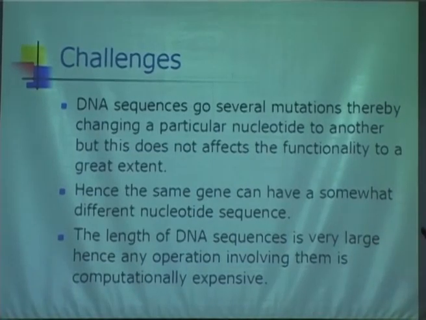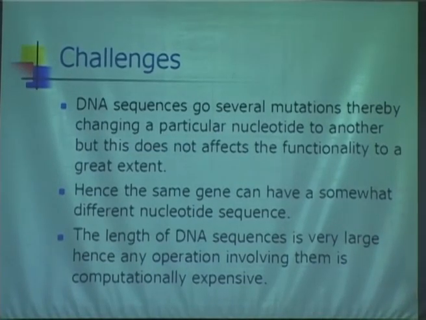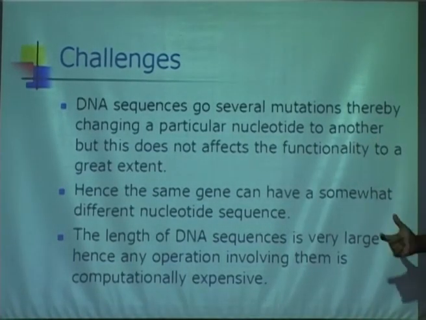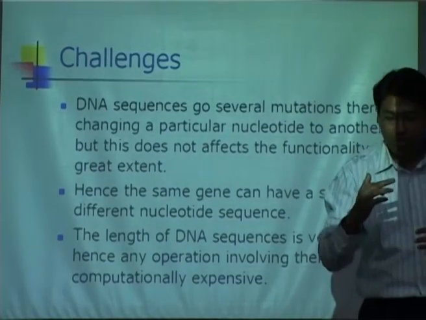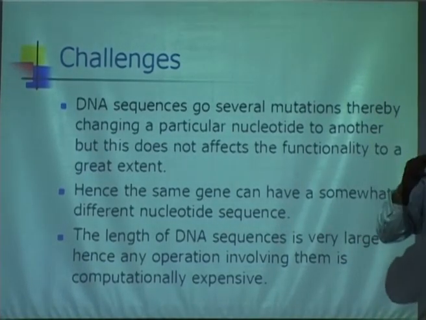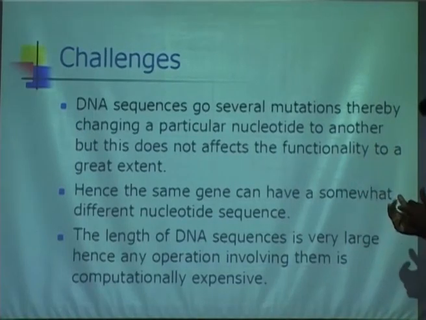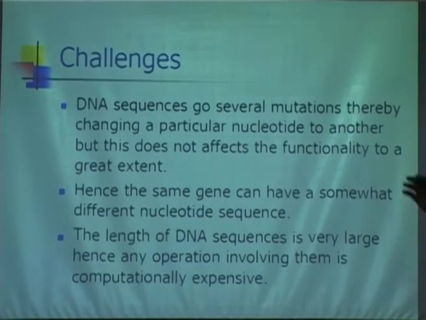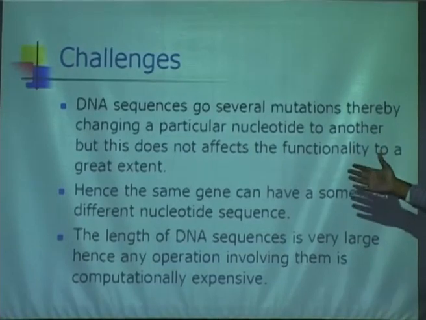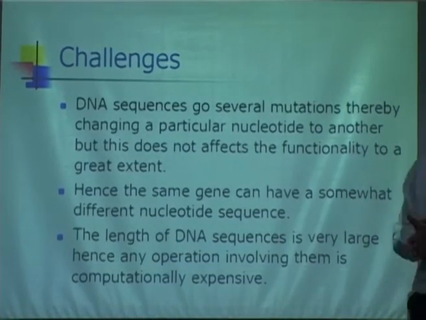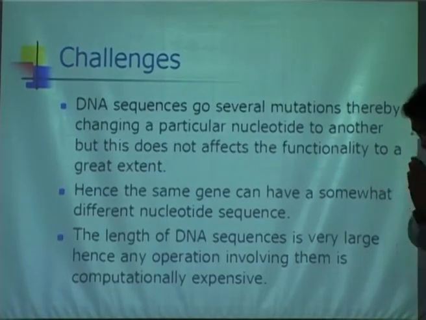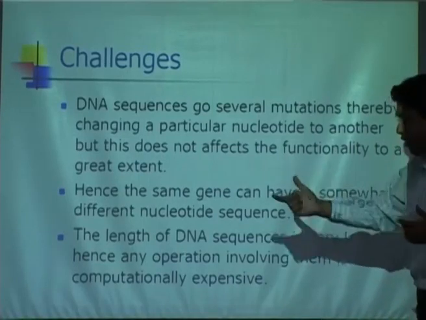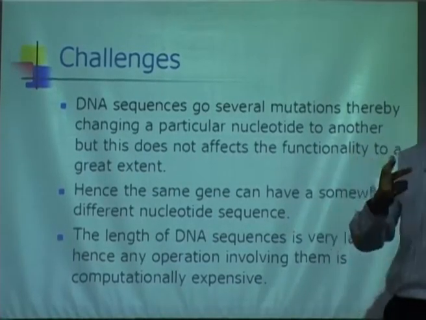Now, what are the challenges in DNA sequence alignment? In DNA sequences there is a thing called mutation. Some nucleotides keep changing into one another. This mutation doesn't affect the functionality of the DNA molecules. Suppose some nucleotides change into other nucleotides; the functionality remains the same. So many times we don't need an exact match, and different DNA sequences may have the same type of functionality.